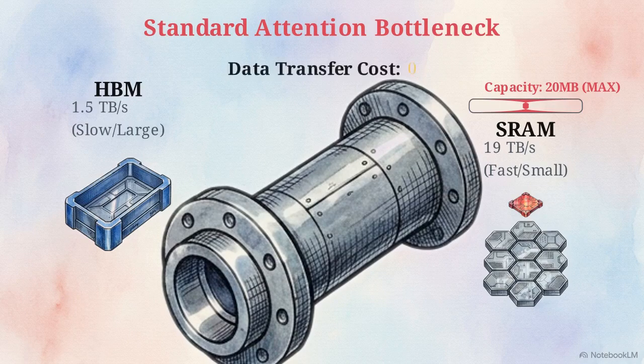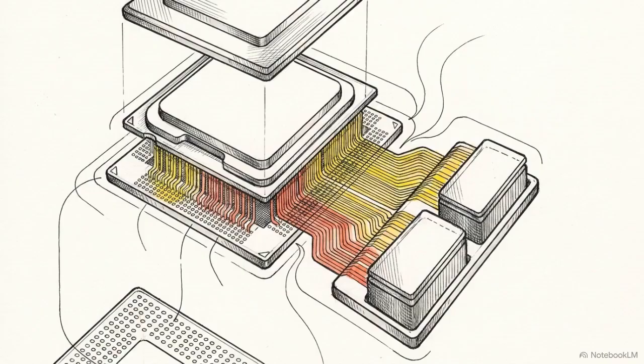Standard attention ignores this hierarchy. By treating matrix multiplication, softmax, and output multiplication as isolated steps, the algorithm constantly forces intermediate data to take the slow round trip back and forth across the HBM data bus. Optimizing for modern silicon means minimizing the physical distance data must travel before it can be processed.